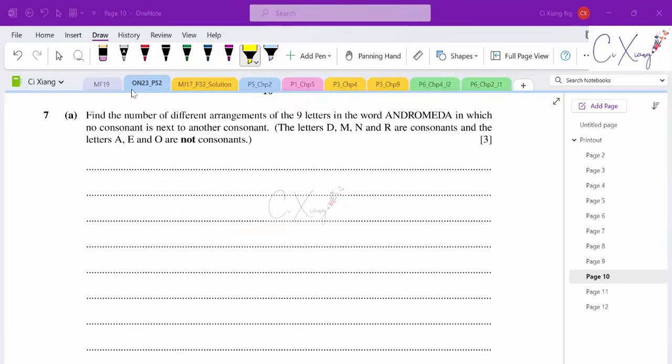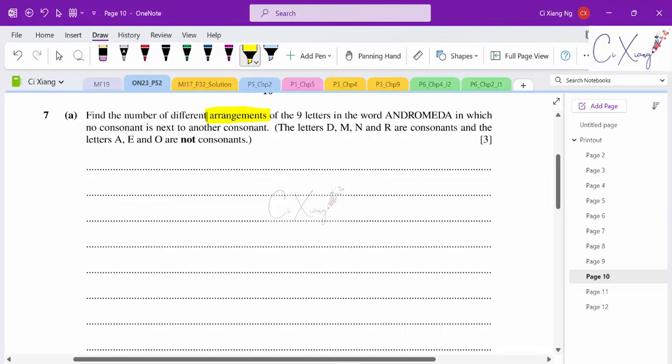Okay, so we are now at the last question here. Find the number of different arrangements. So highlight the keyword arrangement. This will give us a hint that our step later mainly is about nPr or maybe n factorial. Okay, then we are having 9 letters here. Then this is the word Andromeda, I think. Okay, they want you to arrange it so that there's no consonant next to another consonant.